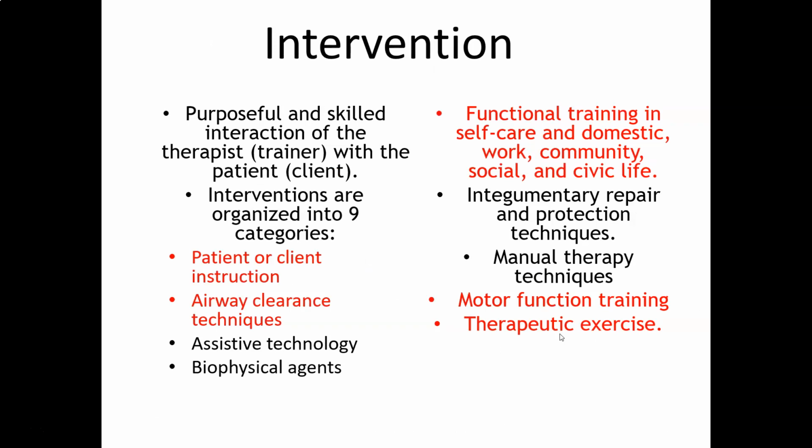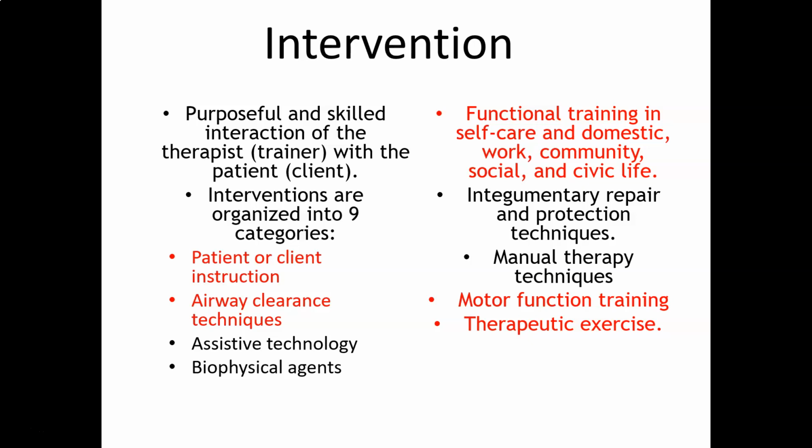So the intervention, again, has to be a purposeful and skilled interaction of the therapist or trainer with the patient. Interventions are organized into 9 categories. Those categories are patient or client instruction, so you've got to tell them what to do. Make sure the airway is clear. Is there any assistive technology we need to use? Biophysical agents, heat, cold. Functional training in self-care and domestic work. We need to make sure the skin is intact, and if not, we need to protect it. Manual therapy techniques. We're going to do motor function training, and of course therapeutic exercise. So that is all the options for our intervention.